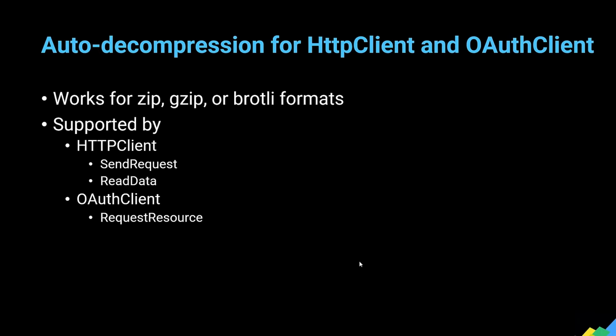Next is auto decompression for the HTTP client and the OAuth client. This works for zip, gzip, and Brotli. And it works with the HTTP client for the send request and read data methods. And for the OAuth client, this works for request resource. What this primarily means is that if the server is capable of compressing the data, PowerBuilder now supports that. The server can send down compressed data, and the auto decompression means just that. It's automatically decompressed before you see it, and you see the decompressed data if you're running through the debugger. That's what your code sees anyway.